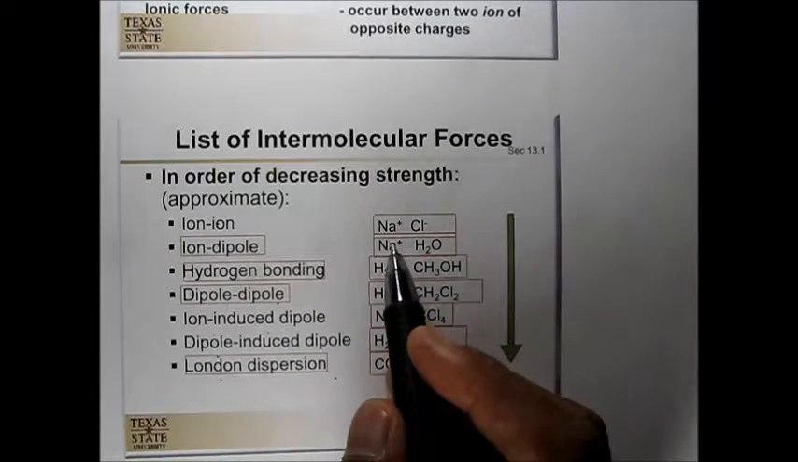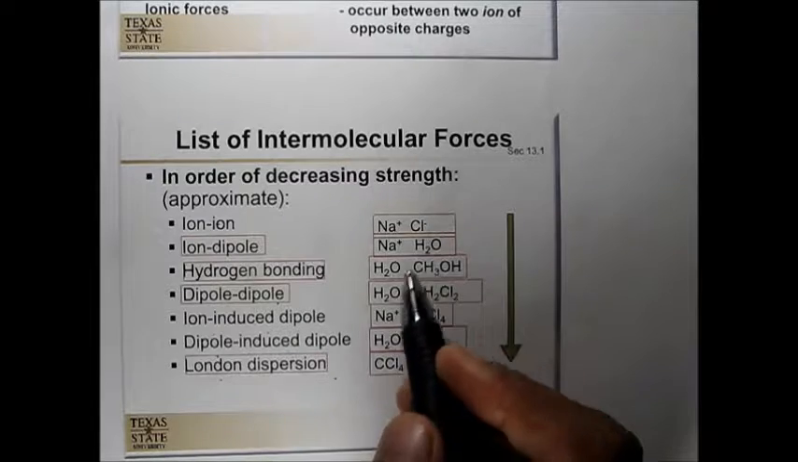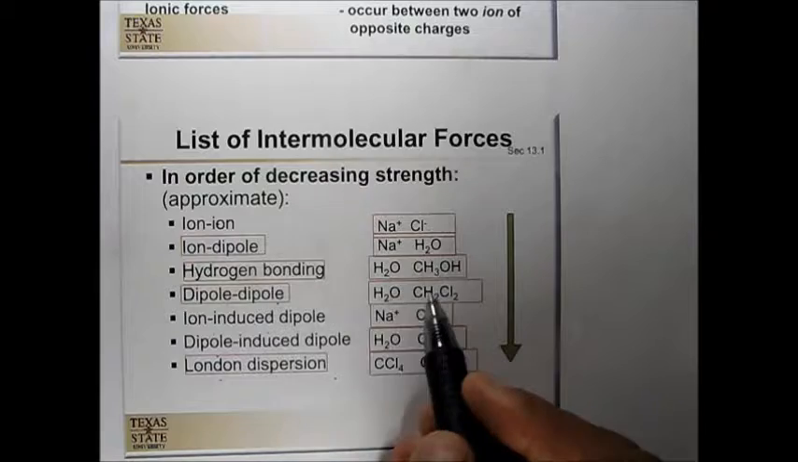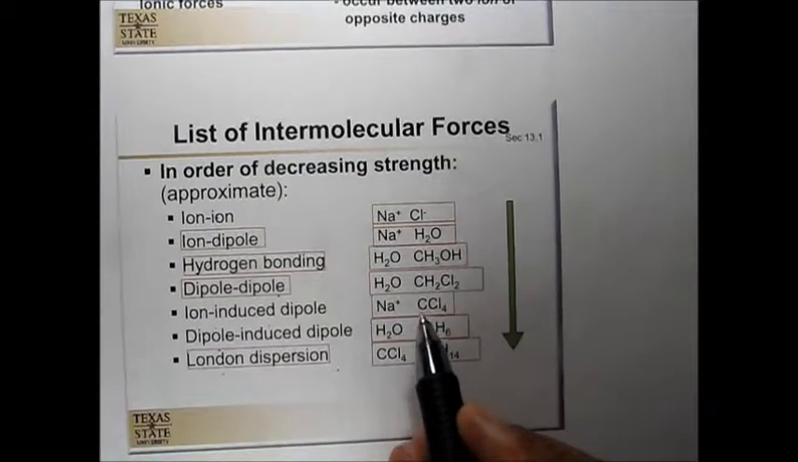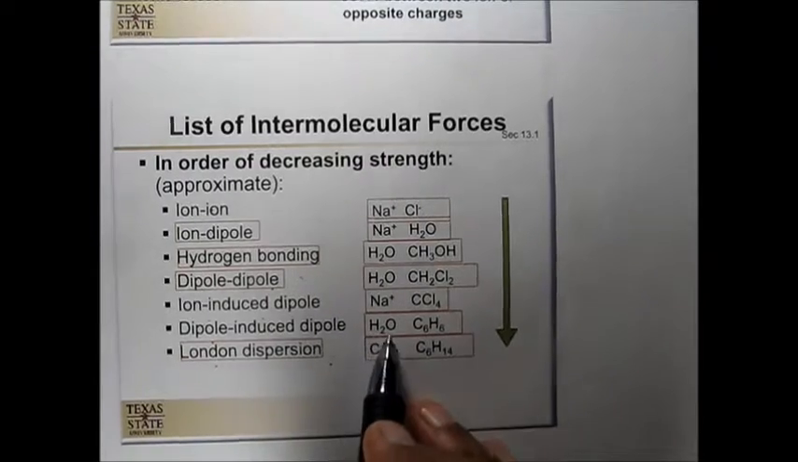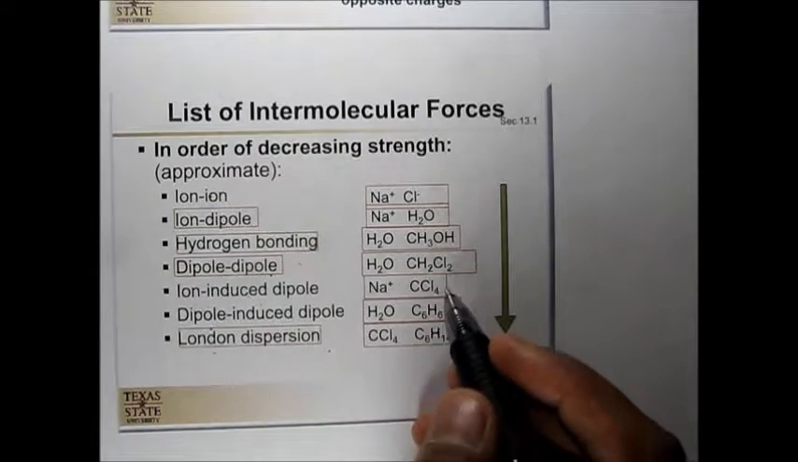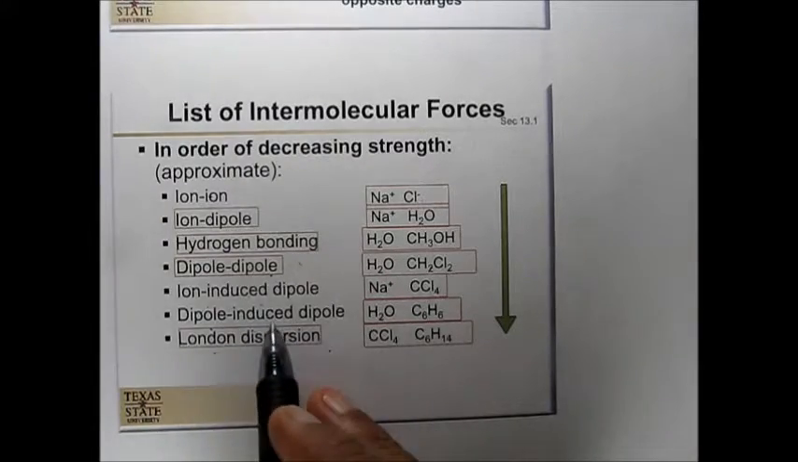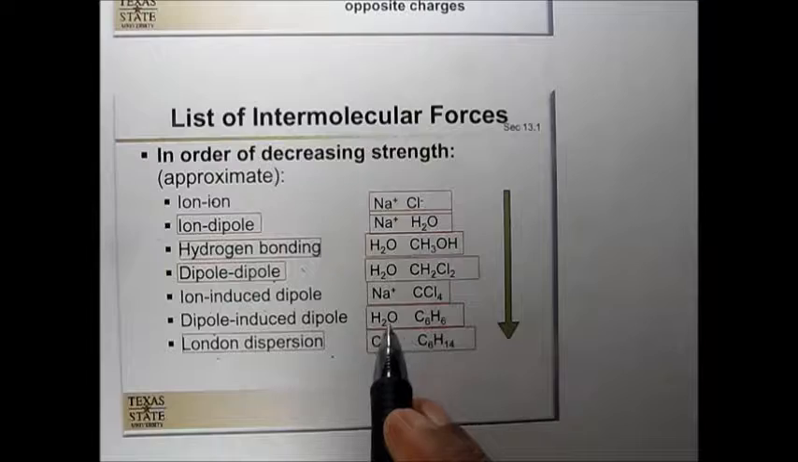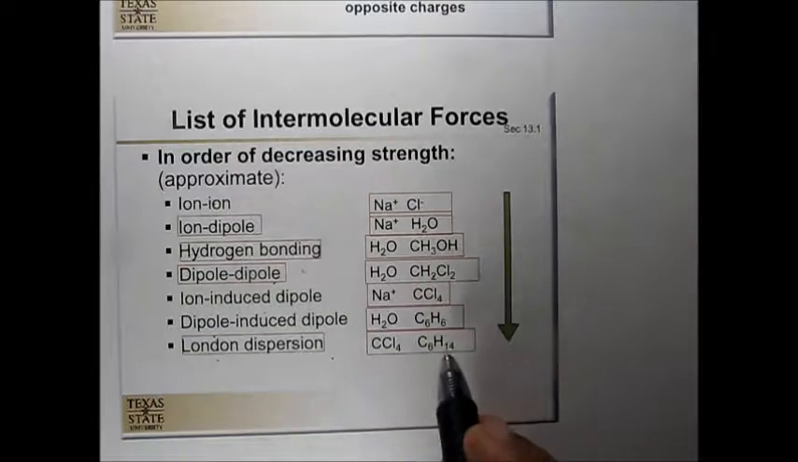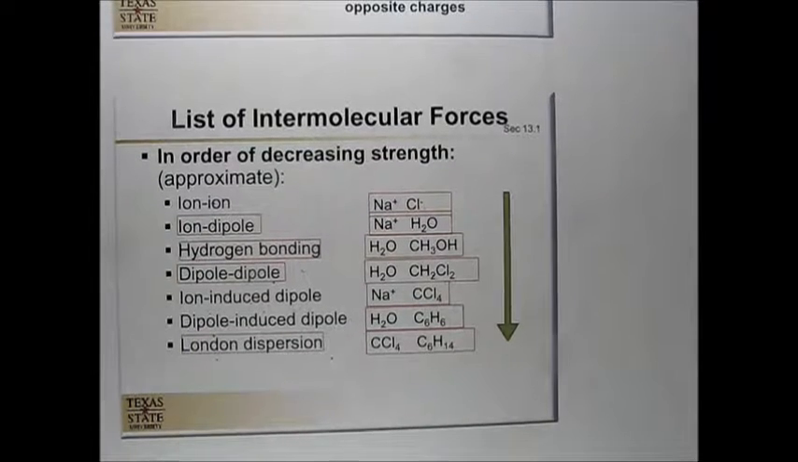Here are some examples. Sodium ion and water molecule show ion dipole; water and methanol have hydrogen bonding. Water and DCM, or dichloromethane, have dipole dipole interaction. Sodium ion and carbon tetrachloride is an example of ion induced dipole. Water and benzene, or carbon tetrachloride and benzene, are examples of non-polar molecule London dispersion.